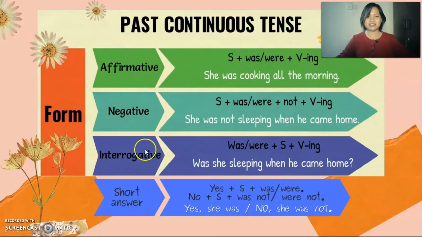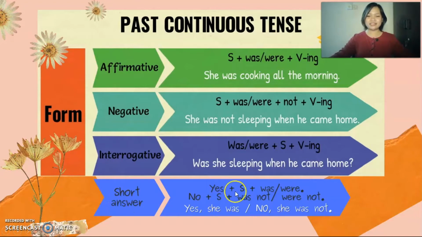Next we have interrogative. Interrogative means asking a question. Was or were plus subject plus verb ing. So, was she sleeping when he came home? And then question mark. Because we are going to ask someone what is happening in the past continuously. Okay, so as we can see here, the verb was is at the beginning of the sentence instead of the subject.